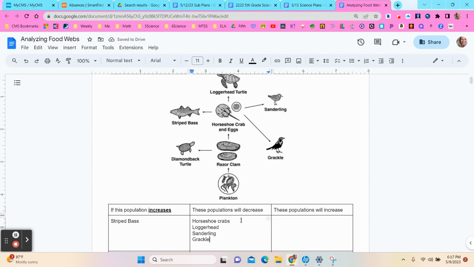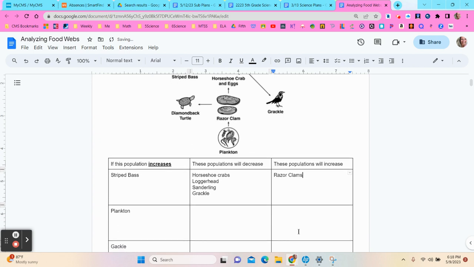Now, what might increase? Let's look at that. All right, so if I increase the striped bass, that means there will be fewer horseshoe crabs, but the horseshoe crabs eat the razor clams, right? So if there aren't as many horseshoe crabs eating the razor clams, then the razor clams will increase. So that's all you do.